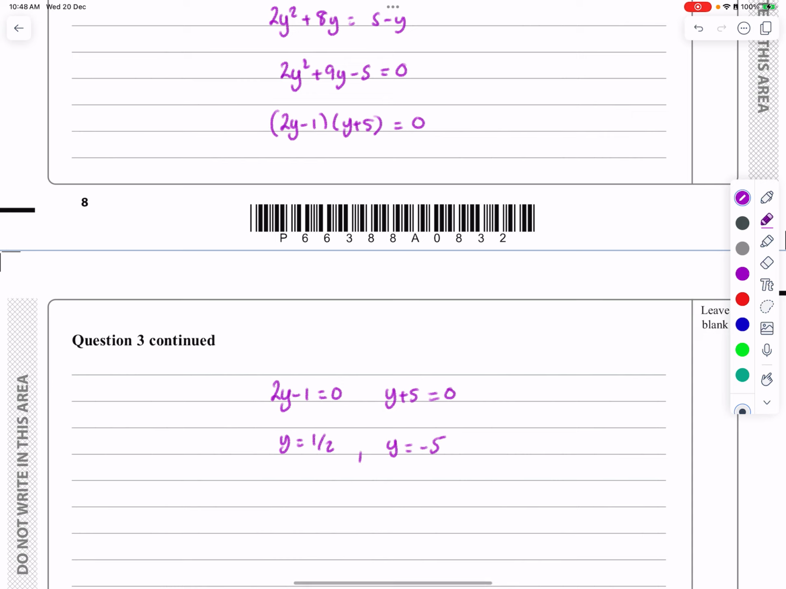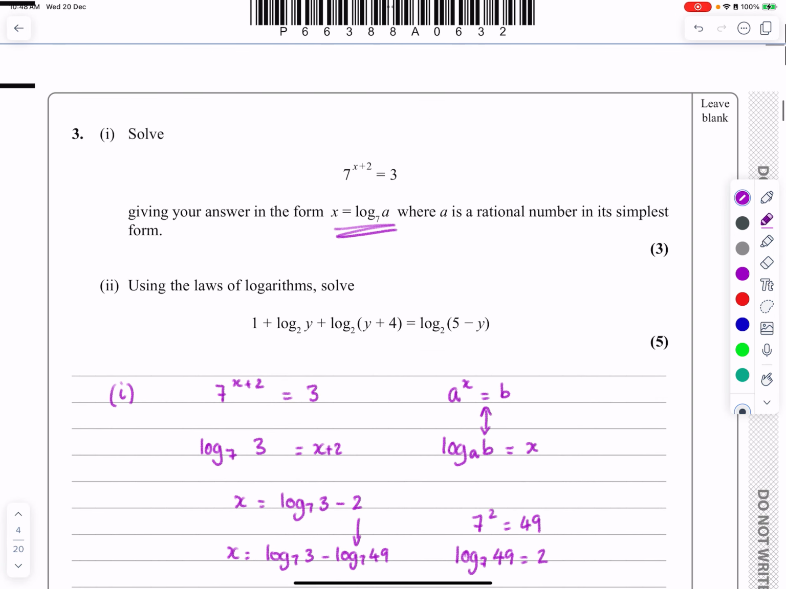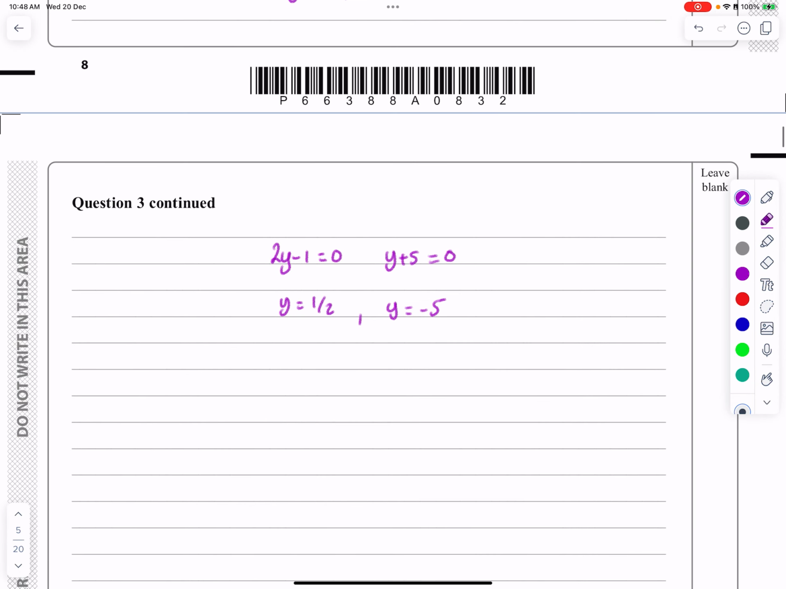And it's almost a natural instinct in me now to go back and say, have I answered the question? Are there any things I need to be careful of? And certainly in this type of question there are. You can't have the log of a negative, so I can't have the minus 5 in there. So not a valid solution. And the examiners are looking to take a mark off you if you don't say that. So the actual answer is only y equals a half.